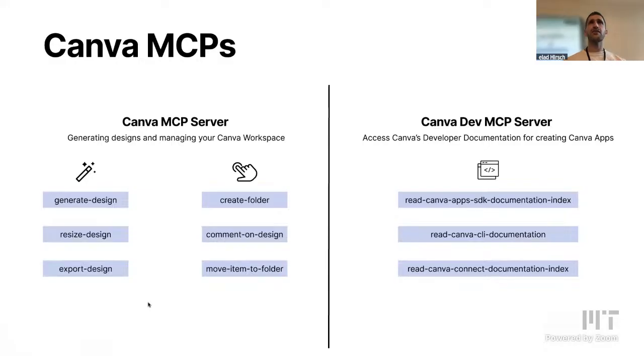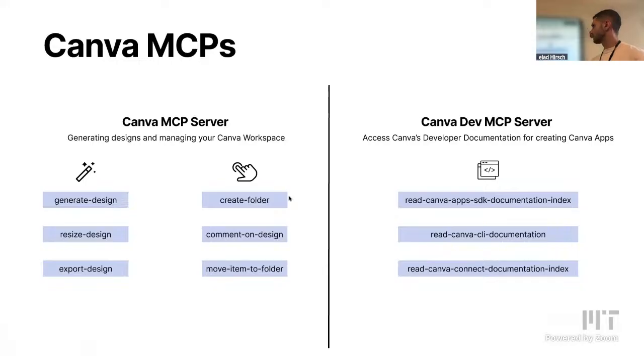So through Canva, you have access to 2 types of MCPs. The first one is the Canva MCP server, which gives you, think about two types of families of functions. The first one lets you modify a design, like you can either generate the design or resize the design or export the design, like it's PNG, or you can manage your entire workspace, like create folders, comment on designs, move items between the workspace. And there are a few more. I'll show you later how you can see all of those.